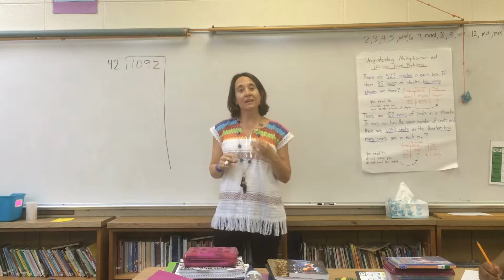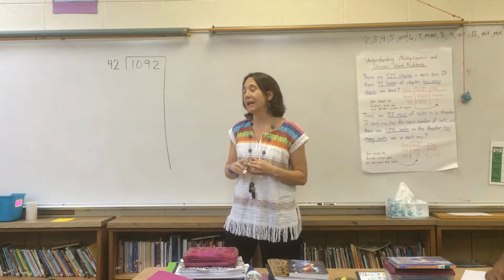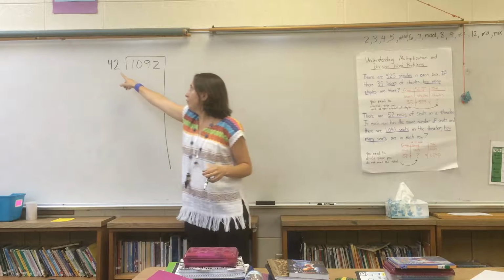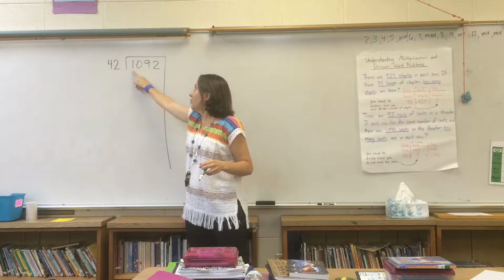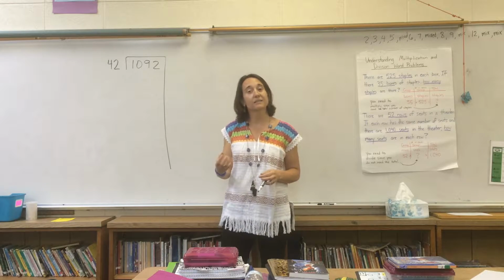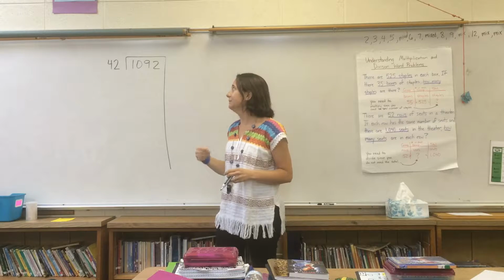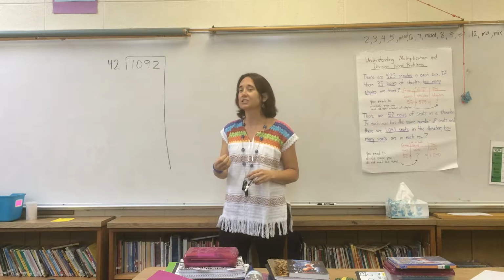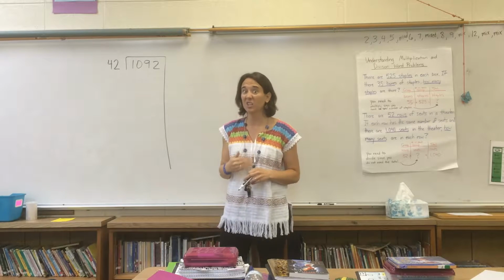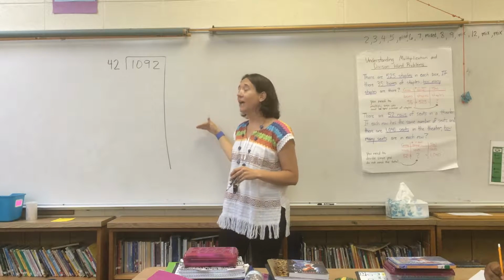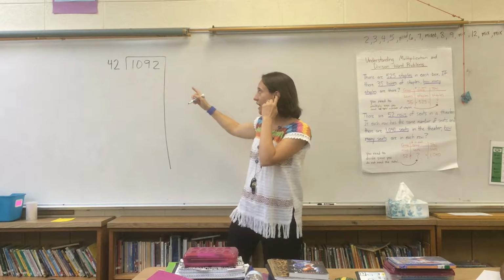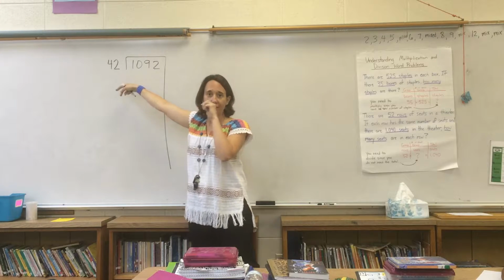And we're going to use repeated addition to help us understand how many times we are actually taking away 42 from 1,092. Because division is just really repeated subtraction. The same way that multiplication is repeated addition, division is repeated subtraction. But we're actually going to use repeated addition to figure out how many times we repeatedly take away or subtract, okay? So let's start out, and we're going to start out with 42, which is our divisor.